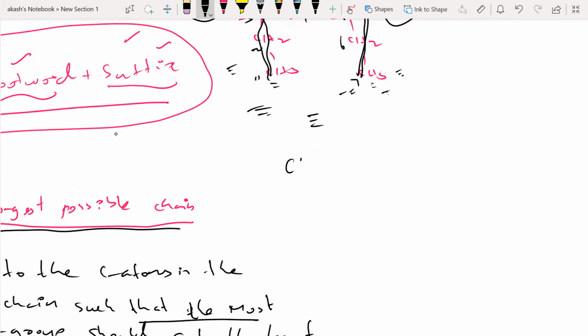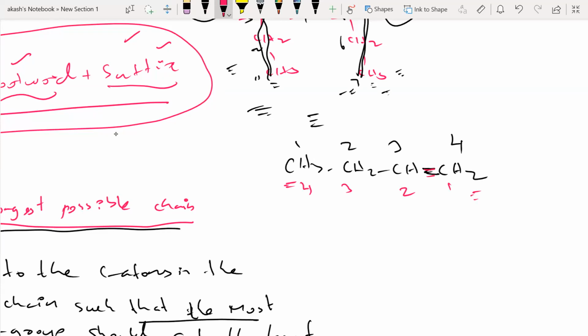Say I have CH3, CH2, CH double bond CH2. I have this compound. So here the functional group is double bond. Is it not? Now there can be two ways of numbering here. One is 1, 2, 3, 4. The other possibility is you can start from here. There is no restriction that I have to start only from here. I can even start from here also. So 1, 2, 3, 4. There are two possibilities.